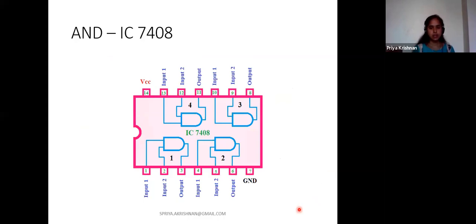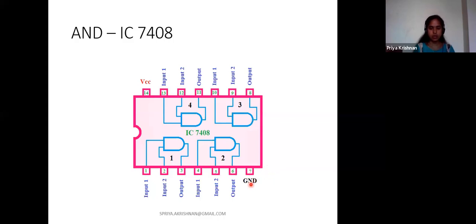We discussed that all digital circuits are available in the form of ICs. The IC where we can see the AND gate is the IC 7408. That is the IC that has the AND gates. How many AND gates are present inside the IC? We have a total of 4 AND gates inside one 14-pin IC. So if you purchase one AND gate IC 7408, you can make use of 4 gates.